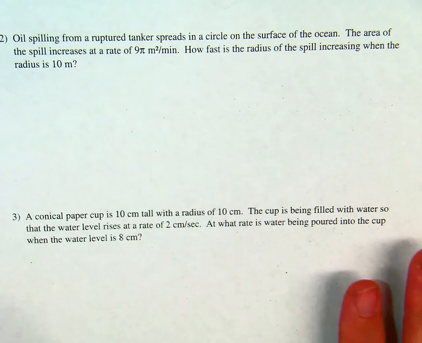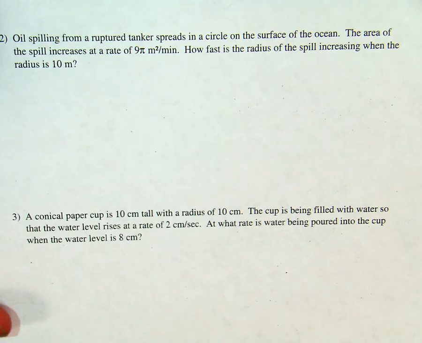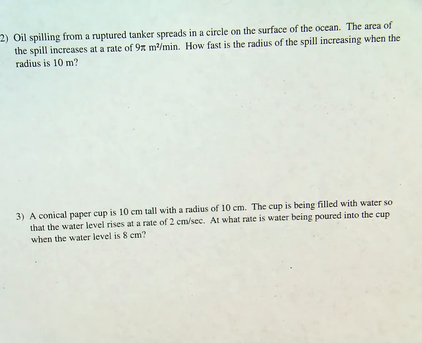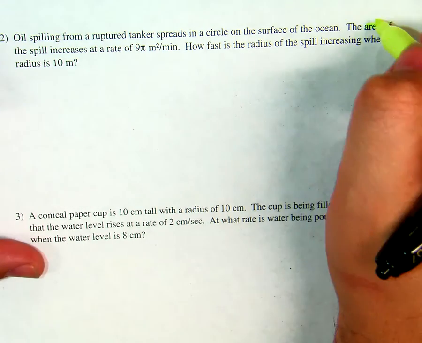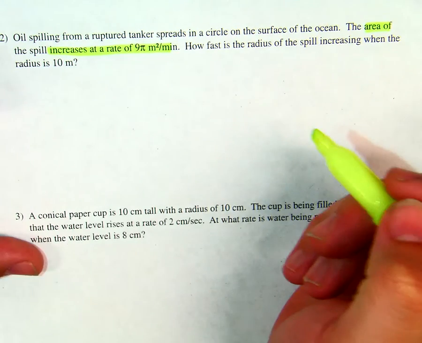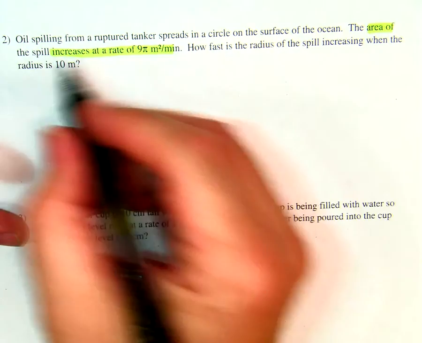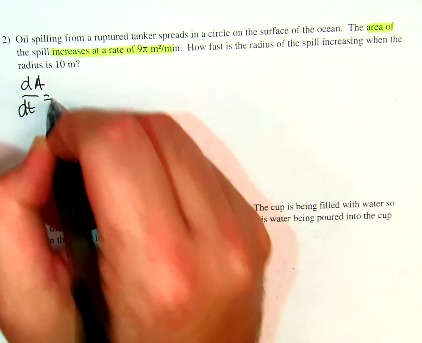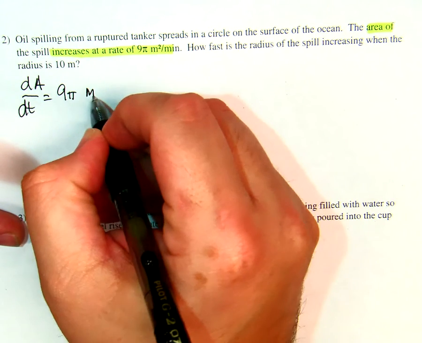This is another circle problem. So we're going to have a circle, and the area. Here's what you need to do when you're dealing with these: look for what they're talking about. The area increases at a rate of 9 pi meters squared per minute. So dA dt is going to be 9 pi meters squared per minute.